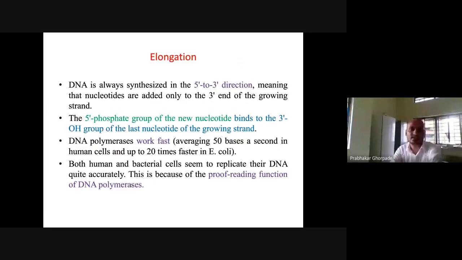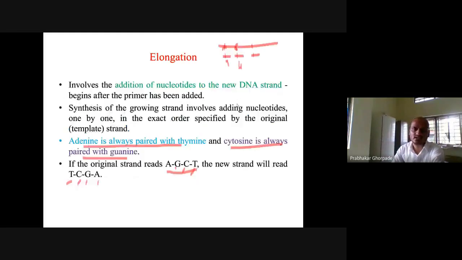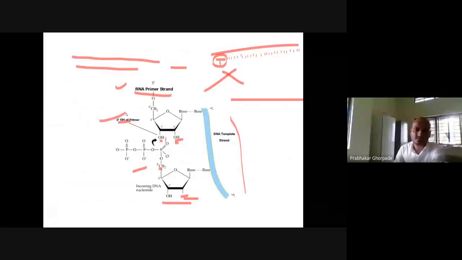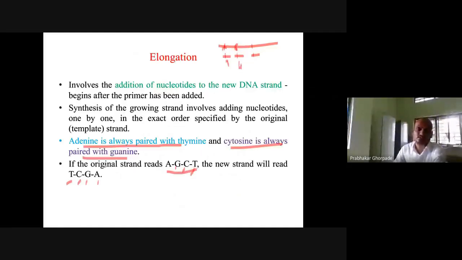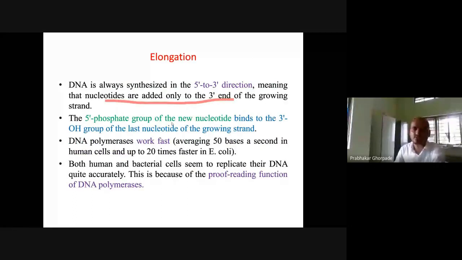In elongation, DNA is always synthesized in the 5' to 3' direction, meaning that nucleotides are only added to the 3' end of the primer chain. We cannot add nucleotides to the 5' end. So that is the elongation process. The 5' phosphate of the newly added nucleotide binds with the 3' OH of the last nucleotide of the primer chain. Here we have seen the 3' OH of the previous RNA, and on this one, the nucleotide can be added.